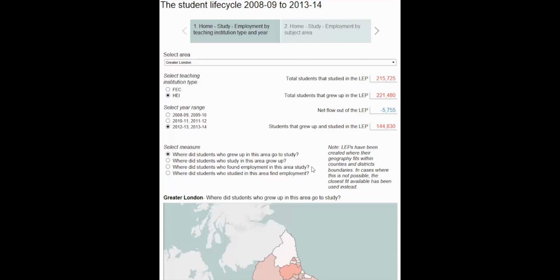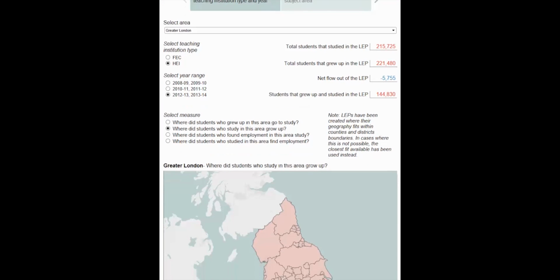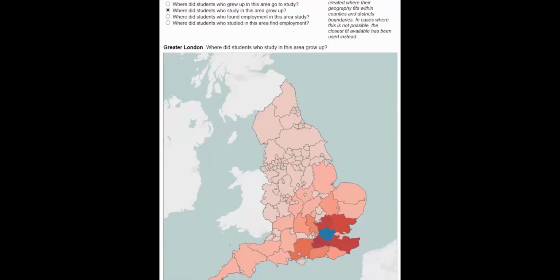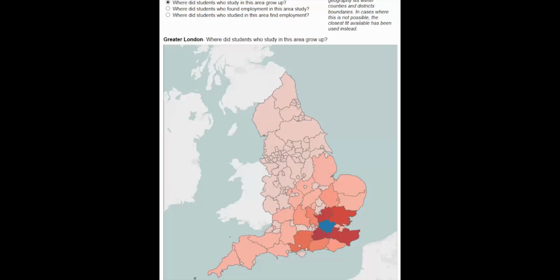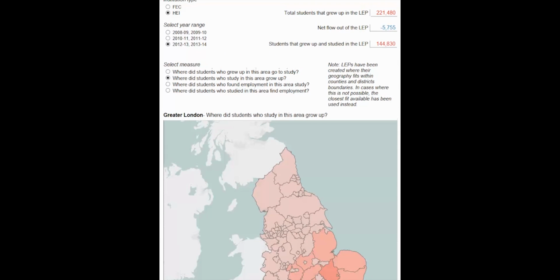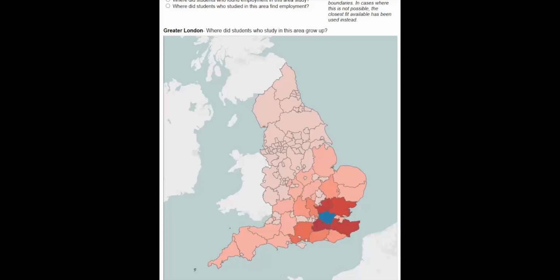As you can see, there are a range of different populations to view student flows for, so we're going to pick where did students who study in this area grow up, and we're looking at it for students who studied in London. The area you've selected is always shown in blue, and if you hover over London you can see how many students grew up and studied there, and this corresponds to the number in the summary table. The other areas are coloured red depending on how many students grew up there before studying in London.